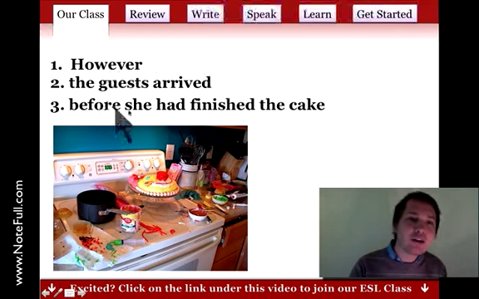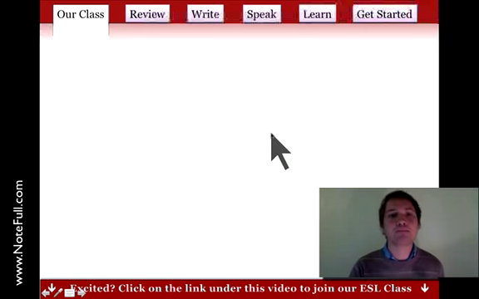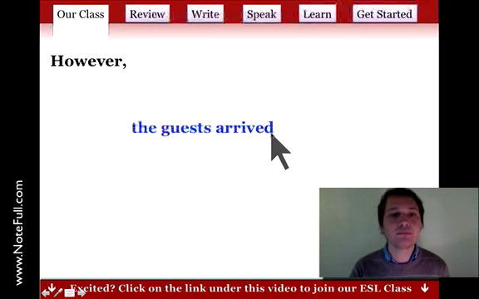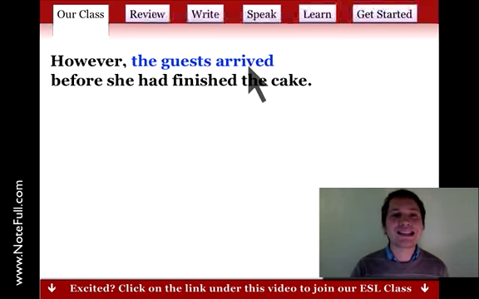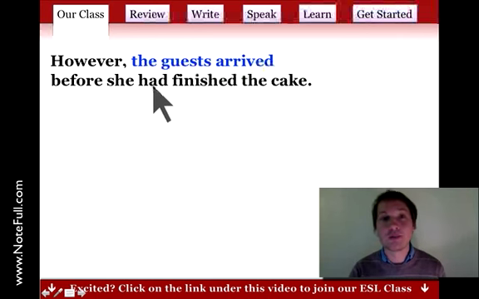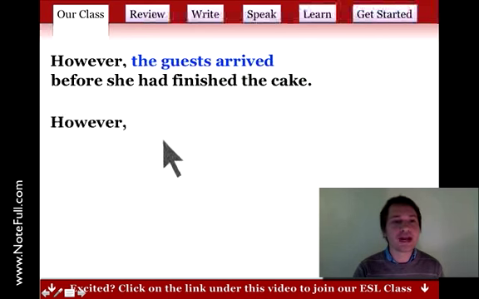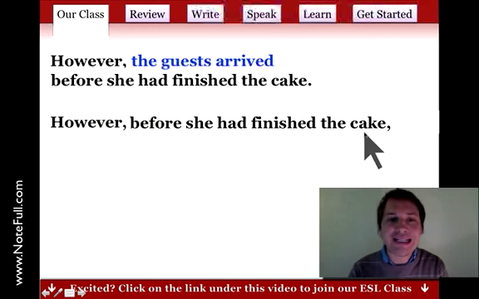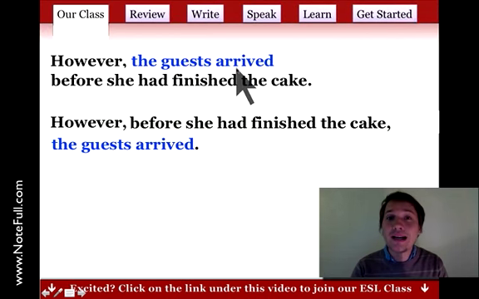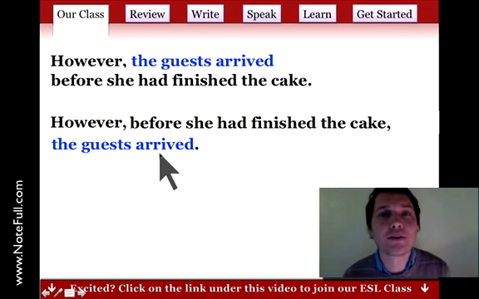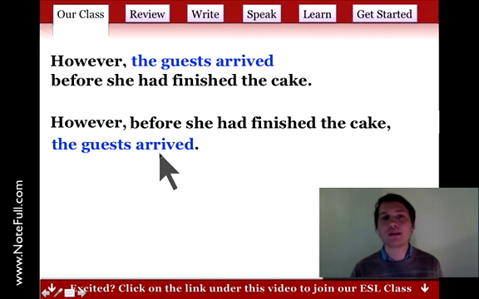So let's connect all of these. We're going to try it. However, the guests arrived before she'd finished the cake. And we talked about this in our last lesson. We have past tense and we have past perfect. And those are a common combination. Or we can change the order. We say, however, before she had finished the cake, the guests arrived. And in both cases, the guests arrived is the independent clause. It's the main part of the sentence that has a subject and a verb, and it's a complete idea.